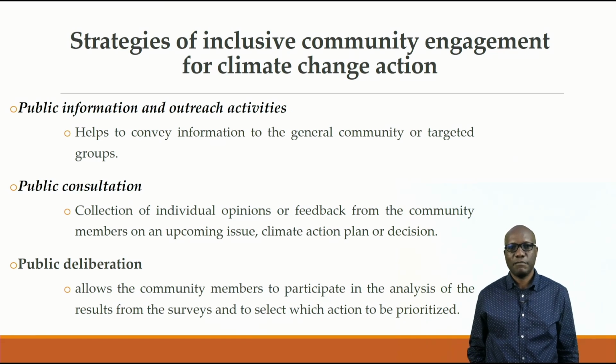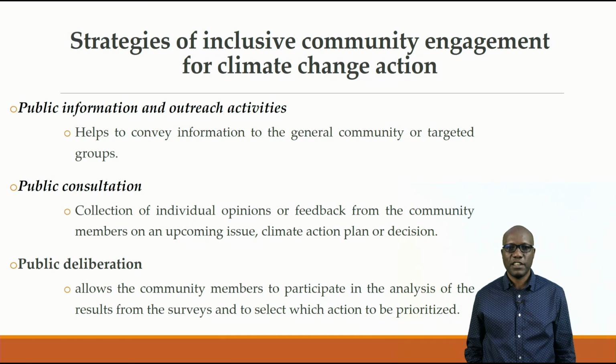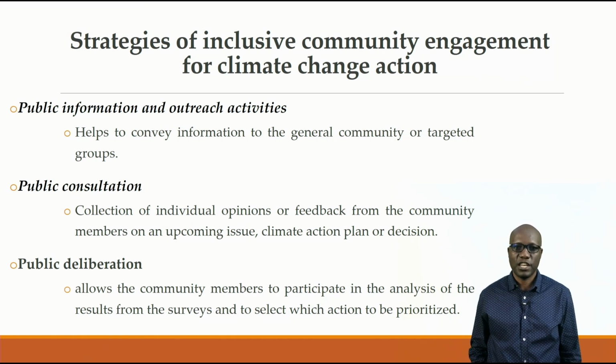There are strategies that have been identified to allow effective involvement of community members in all these four stages. These strategies have been classified into three types. First, public information and outreach activity. The use of this strategy helps to convey information to the general community or targeted groups. It can be used, for instance, to explain the science of climate change and ways to reduce greenhouse gas emissions. Media such as websites, publications, blogs, courses, workshops, and seminars may be used to inform community members.